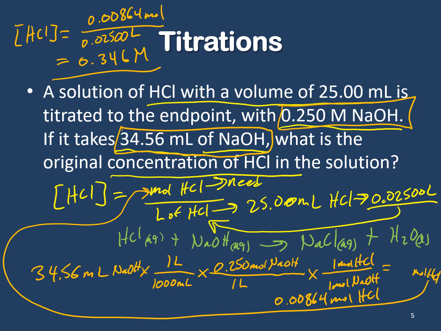If I see any of you using M1V1 is equal to M2V2 to solve any of our calculations for titrations, I will give you exactly 0 credit for that problem. This is a dilution equation, not a titration equation. It doesn't work every time, and the units do not cancel when you use this equation. You need to do mole ratios when doing titration problems.